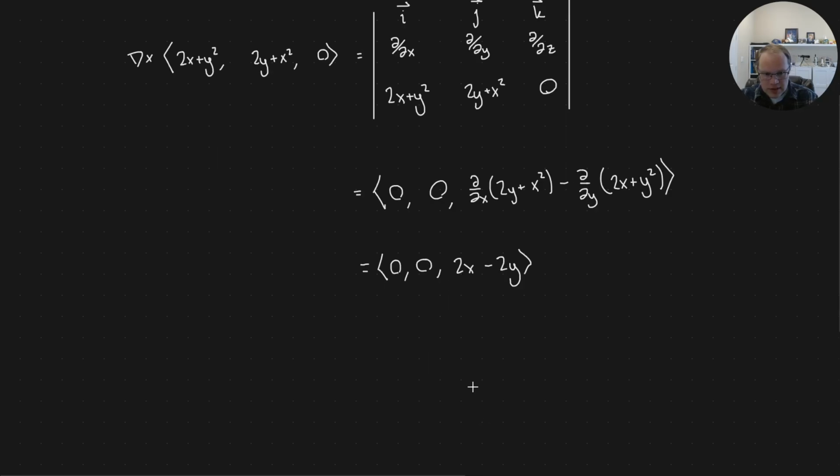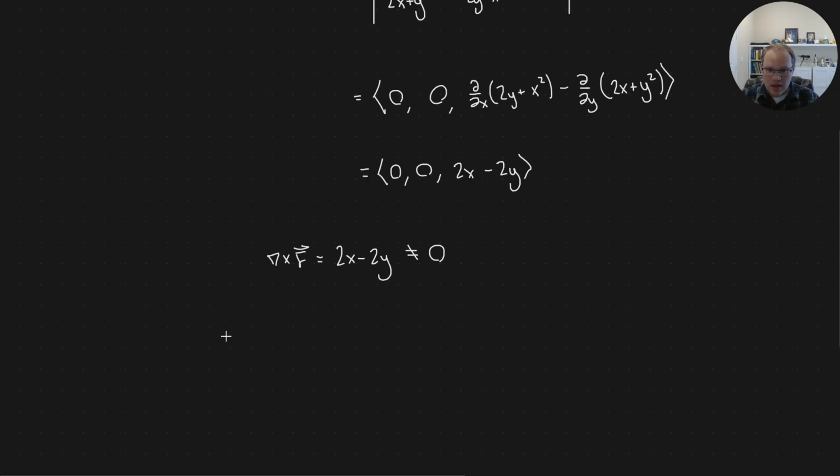And so the scalar curl of F is just the last component of this 3-dimensional curl. So the scalar curl of F is 2x minus 2y, which is not identically 0. There are x and y values that I can choose which would not be 0. Okay? Because that is not 0, that means F is not a conservative vector field.